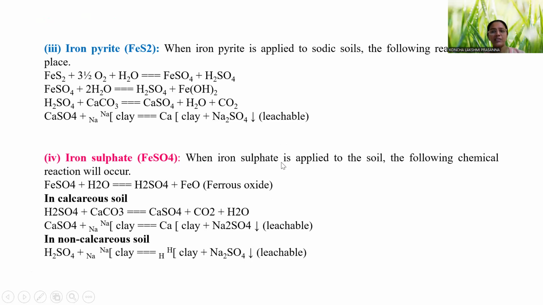When iron sulfate is applied to the sodic soil, chemical reactions take place. In calcareous soil, sulfuric acid is formed by the oxidation of ferrous sulfate. This sulfuric acid reacts with CaCO3 and forms calcium sulfate. This calcium sulfate reacts with the sodic soil and forms sodium sulfate, which is soluble in water and gets leached down. In non-calcareous soil, the sulfuric acid reacts with the sodium clay, helps in the replacement of sodium by hydrogen ions, and forms sodium sulfate.